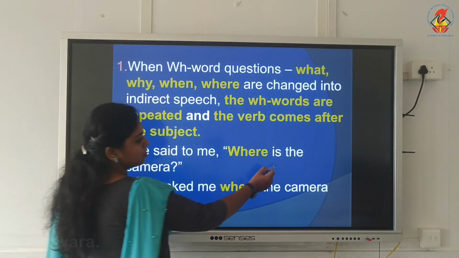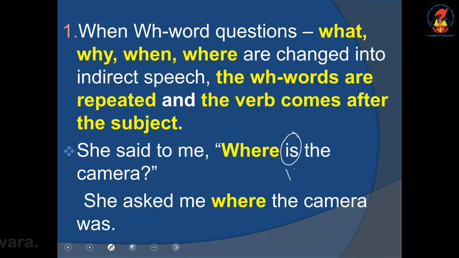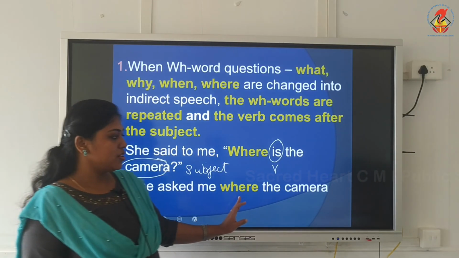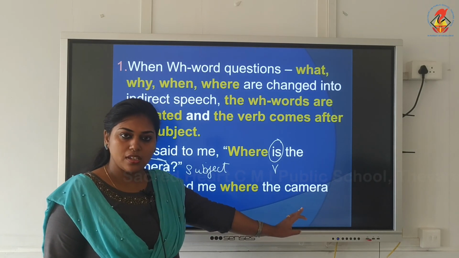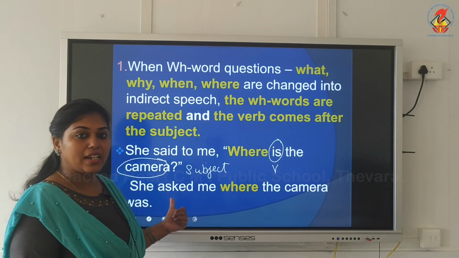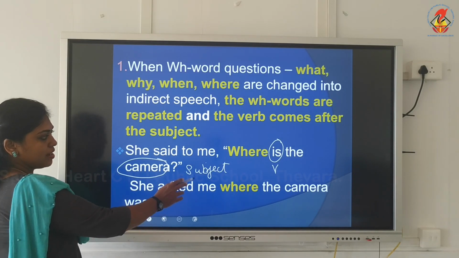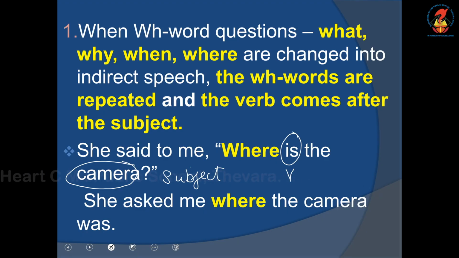What is the verb here, children? Is is the verb here, right? And what is the subject? We are talking about the camera. So camera is the subject, isn't it? So here the WH word should be repeated. After that you have to write the subject. Then at the end only we write the verb. So the sentence would be where the camera was. Is should be changed into was.